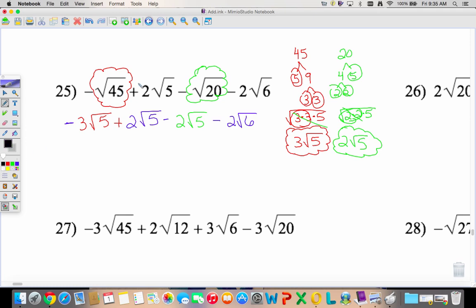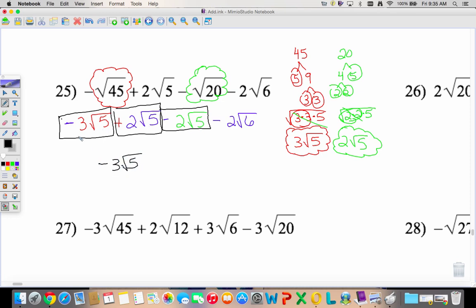Okay, and then again, we have minus 2 square roots of 6, and we can't reduce the 6. Okay, so I'm going to go ahead and combine my like terms. Look under the square root, whichever ones have the same number, you're going to combine. So I have a negative 3 square root of 5, I have a positive 2 square root of 5, and I have a negative 2 square roots of 5. Okay, this dude back here is just going to hang by himself for a little bit.